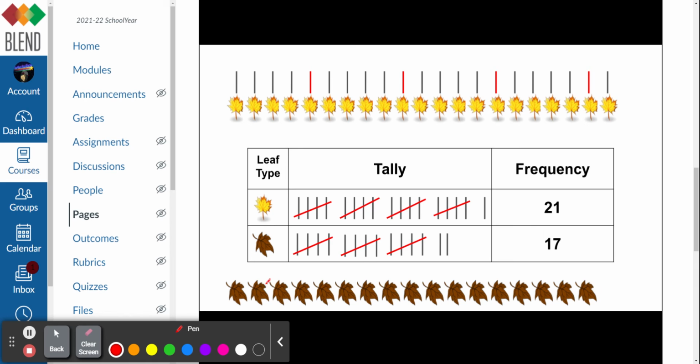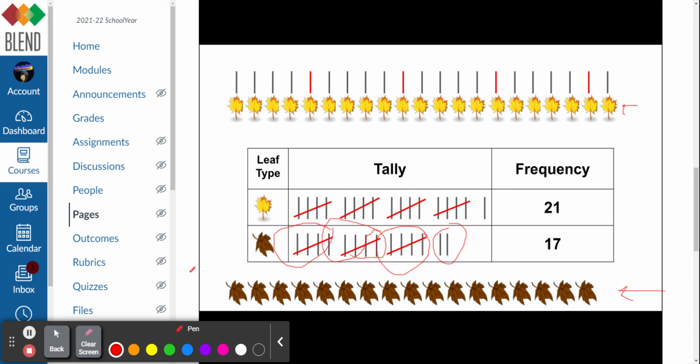Same thing with the brown leaves. So they did 1, 2, 3, 4, 5. That's your first group. 1, 2, 3, 4, 5. That's your second group. Oops. 1, 2, 3, 4, 5. It's your third group. And then 1, 2 is your last group. All right, so we had 21 yellow leaves and we had 17 brown leaves. And we can tell by our tally marks: 5, 10, 15, 20, 21 tally marks here, and 5, 10, 15, 16, 17 tally marks over here.